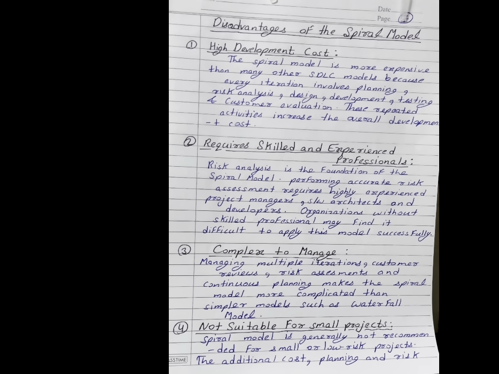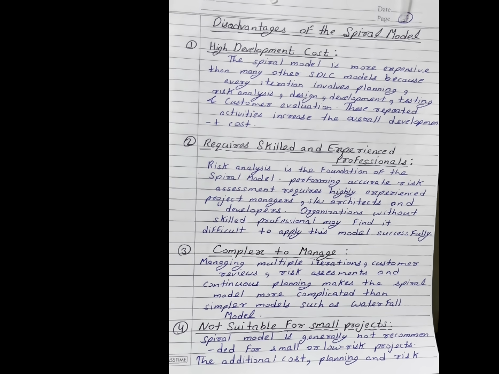And it is not suitable for small projects or those projects that have simple, straightforward requirements. The spiral model is generally not recommended for small or low-risk projects, and the additional cost, planning, and risk analysis involved may outweigh the benefits for projects with simple and well defined requirements.